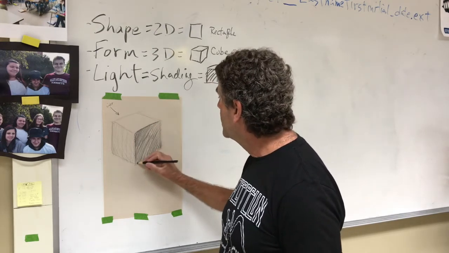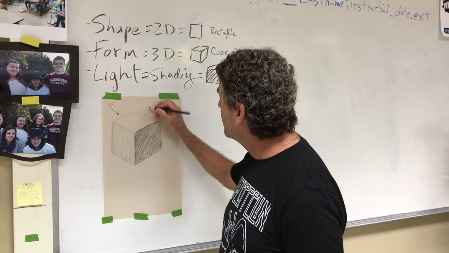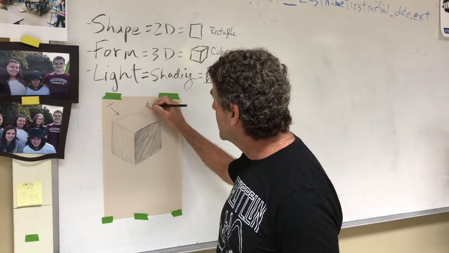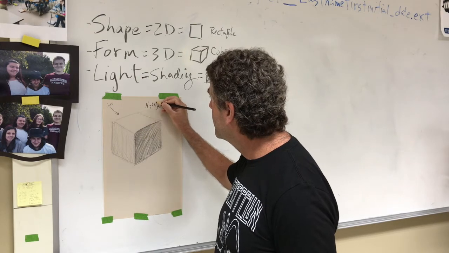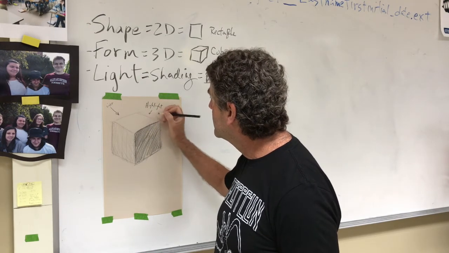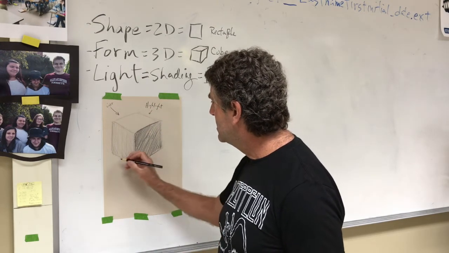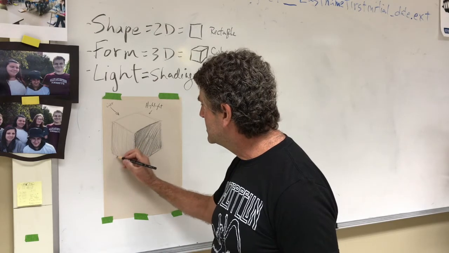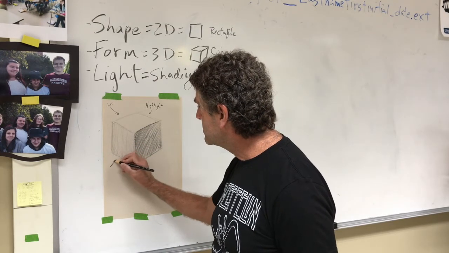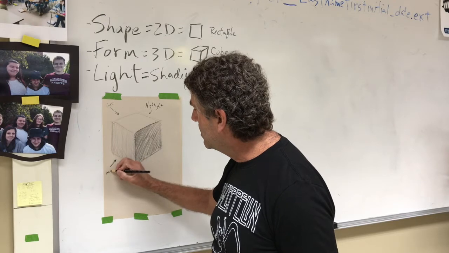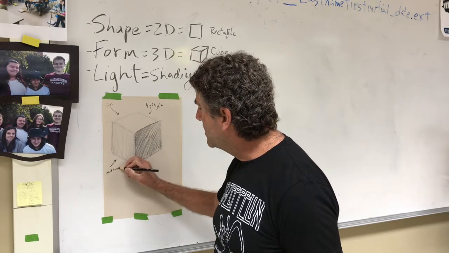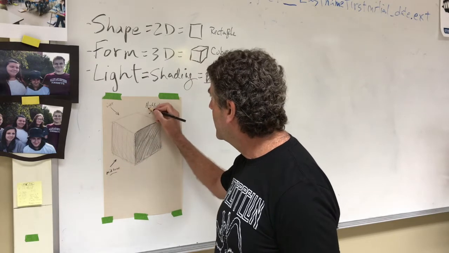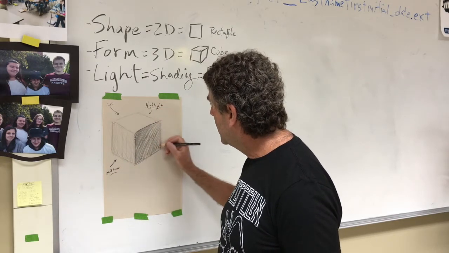All right? So now here we have a highlight, just here. I'm going to write that down, highlight. So that's on this surface. This surface has a mid-tone. Mid-tone. You might not be able to see these, okay? Highlight, mid-tone, and this is shadow.